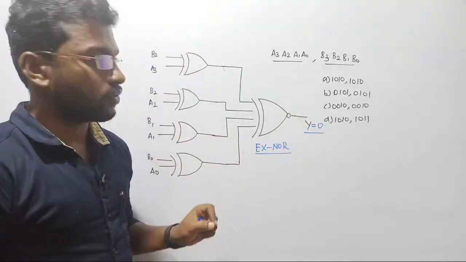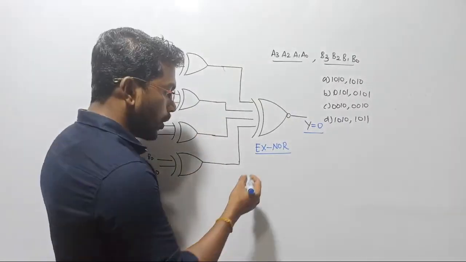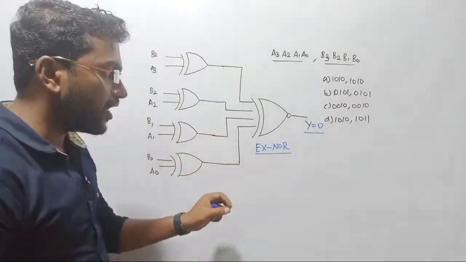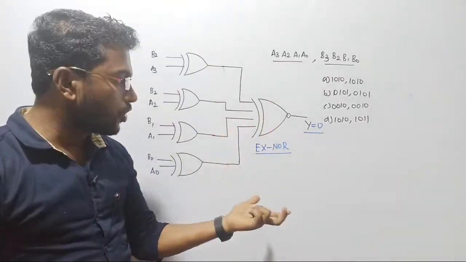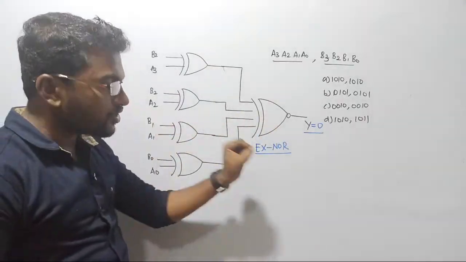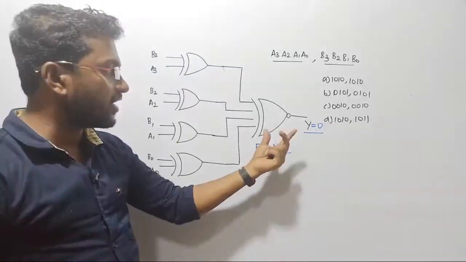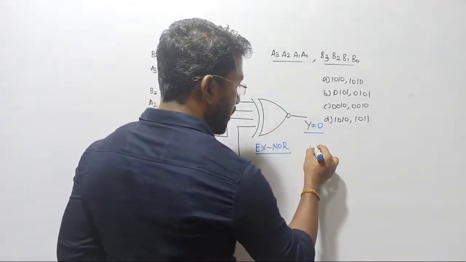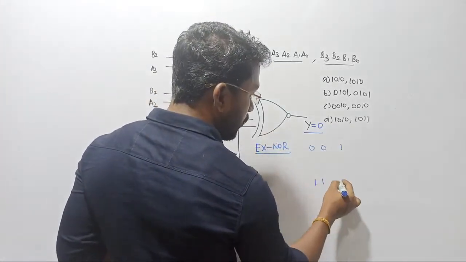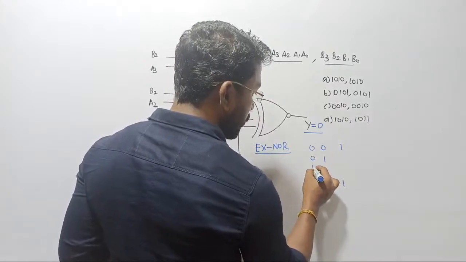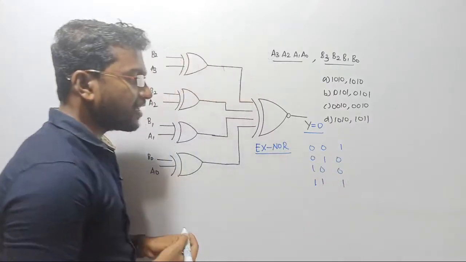When will the XNOR gate give 0? The XNOR gate is going to be 0 only for certain combinations. If all inputs are 0, then the output is 1. When all inputs are 1, the output is going to be 1. That is the XNOR gate. We know the logic of the XNOR gate. For 0 0 we are getting 1. For 1 1 we are getting 1. For the rest of the combinations, 0 1 and 1 0, we are going to get 0. That is the logic of XNOR.